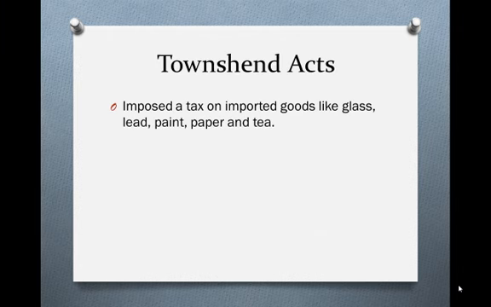But they turned right around and passed the Townshend Acts. The Townshend Acts imposed a tax on imported goods like glass, lead, paint, paper, and tea. Most of these are goods that had to be imported to the colonies because they didn't have the ability to make some of this stuff themselves.